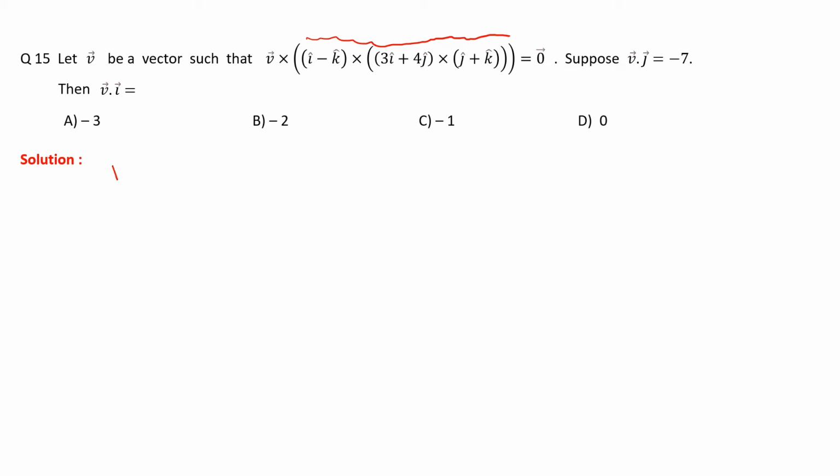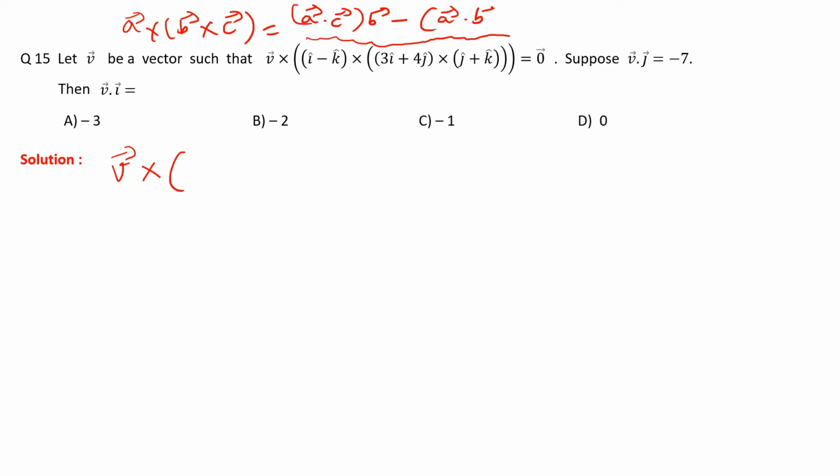Now what I am doing, I am writing this product as V cross, and we know that A cross B cross C is nothing but A dot C into B minus A dot B into C. This is the formula to find vector triple product. So we are going to use this. Now A dot C means dot product of these two vectors. So I minus K dot J plus K.